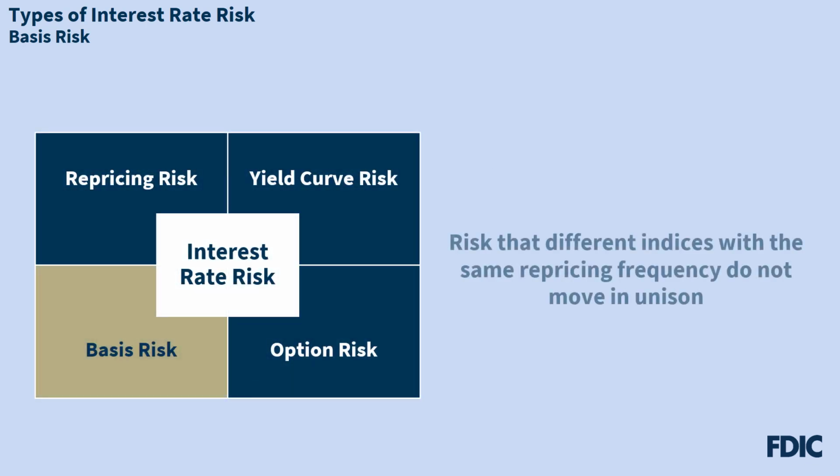Basis risk occurs when different indices do not move together. In other words, it's the risk that the rates a bank bases its asset and liability pricing upon will move in a way that could negatively impact earnings.